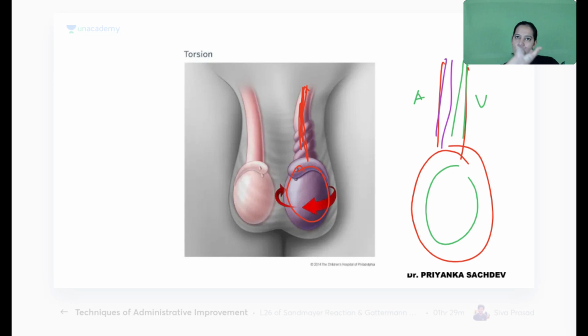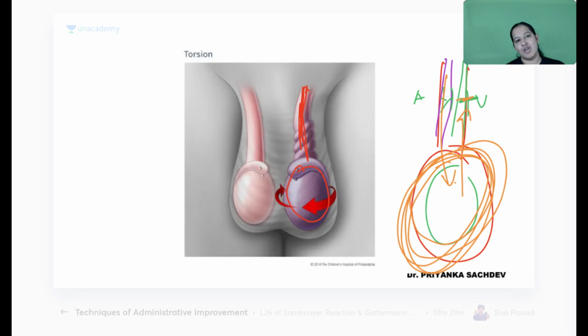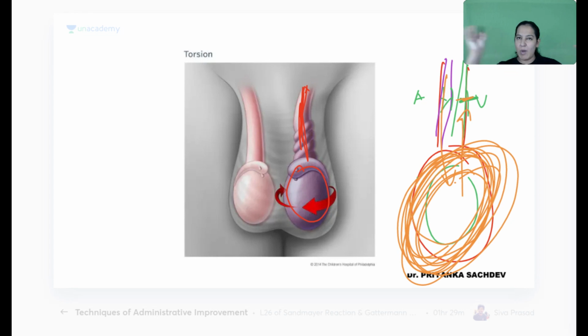So when this testes undergoes twisting, the artery has a thick wall and the vein has a thin wall. Due to twisting, the vein will be obstructed, but the artery will not be obstructed because it has a thick wall. So blood is coming inside the testes, but it is not going out because the vein is obstructed. So there is swelling in the testes. All the impure blood gets accumulated here. The testes swell up. Severe edema is there.